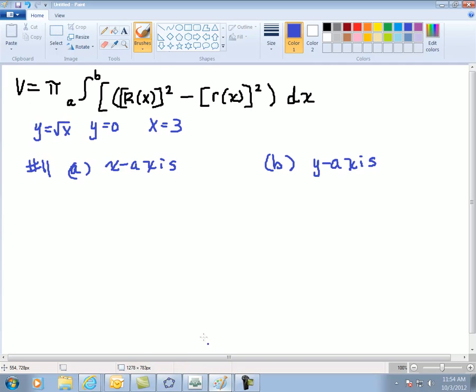Hi, in this video we will go through Chapter 7, Section 2, problem number 11, and this is finding the volume of a solid generated by revolving a region. In this example, number 11, we have y equals square root of x, y equals 0, and x equals 3. That's the region by which we'll be bounded.